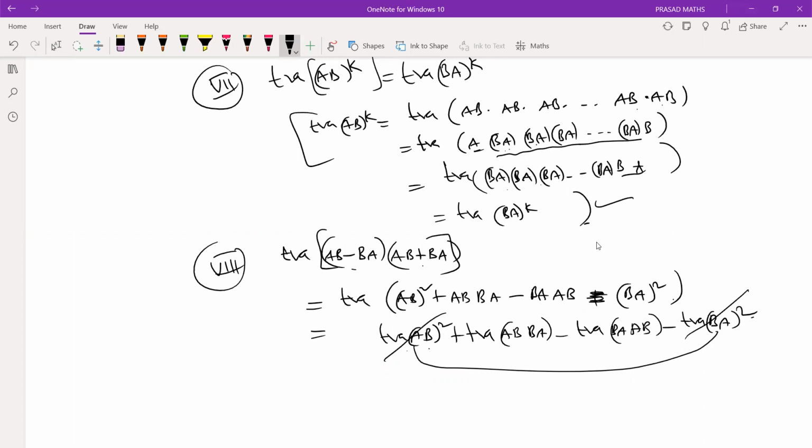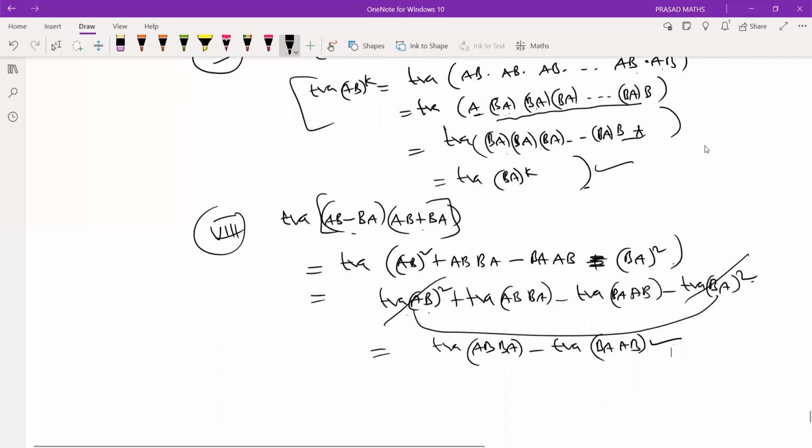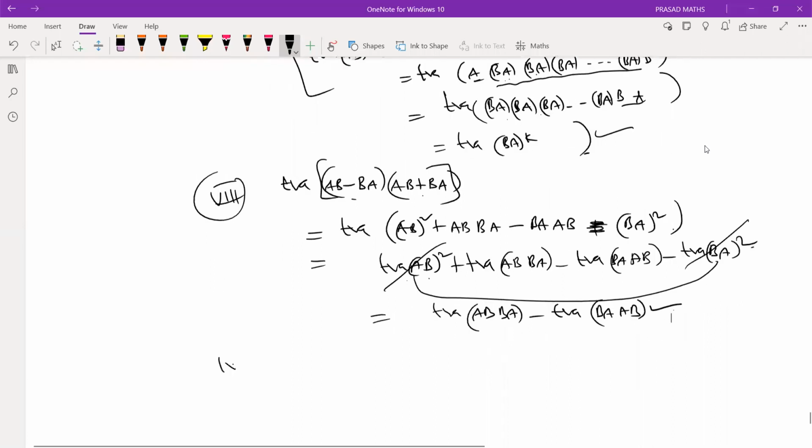Therefore, this can be rewritten as trace of AB BA minus trace of BA AB. That's it. Right? These properties are enough. So with this, the trace is completed.